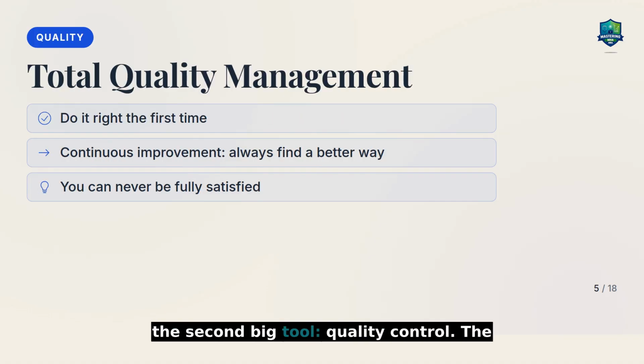Now the second big tool, quality control. The philosophy here is total quality management, or TQM. Two ideas sit at its core. Do it right the first time and never stop improving, what is known as continuous improvement. The belief is that you can always find a better way, so you keep hunting for it.